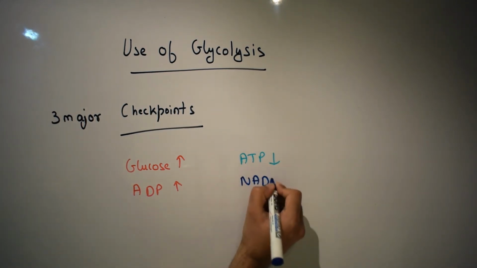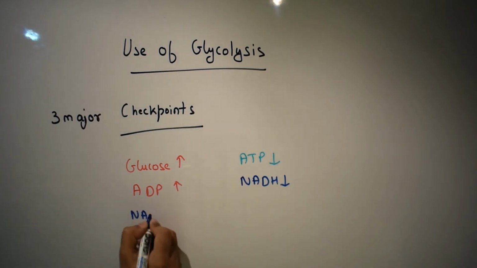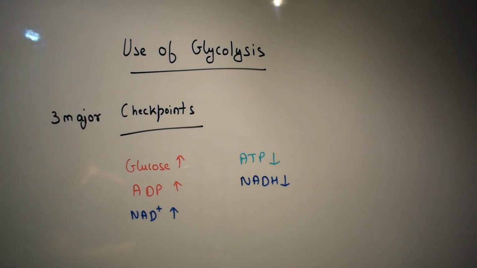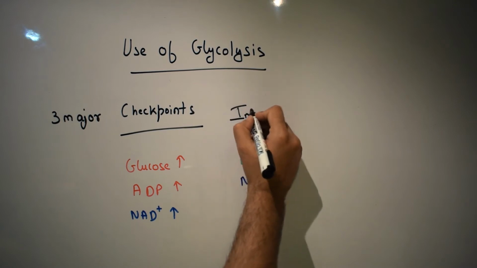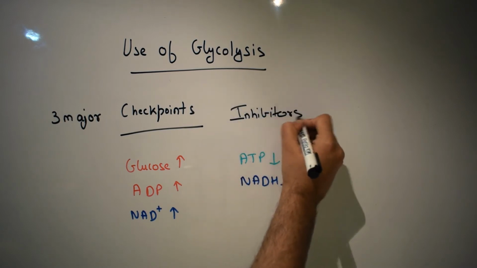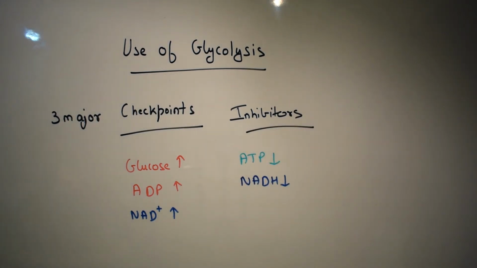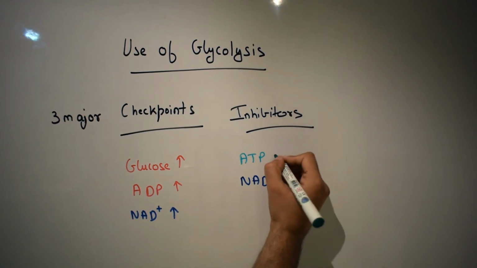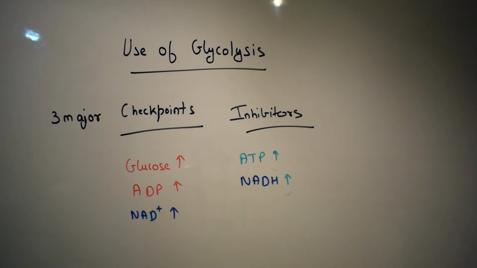So if NADH is lower in concentration, it means that NAD positive is higher in concentration inside the cell. These are the factors that run glycolysis, and the lower concentration of ATP and NADH also makes the glycolysis move in the forward direction. But there are also inhibitors of glycolysis, which inhibit the reaction. Inhibitors are: if ATP concentration is high inside the cell, then it acts as an inhibitor. If NADH concentration is high, it acts as an inhibitor. If glucose concentration is low, it acts as an inhibitor for glycolysis.